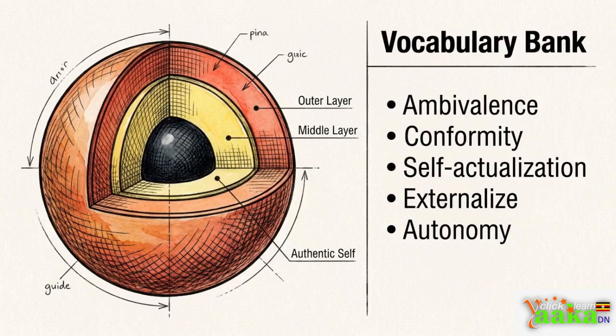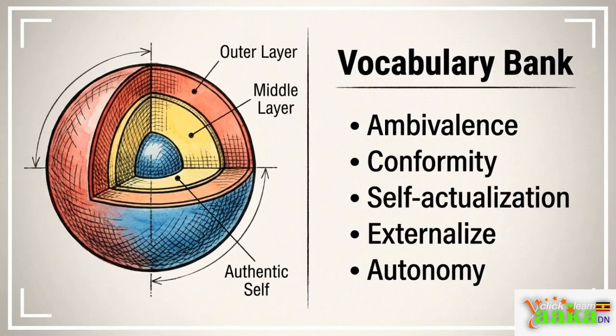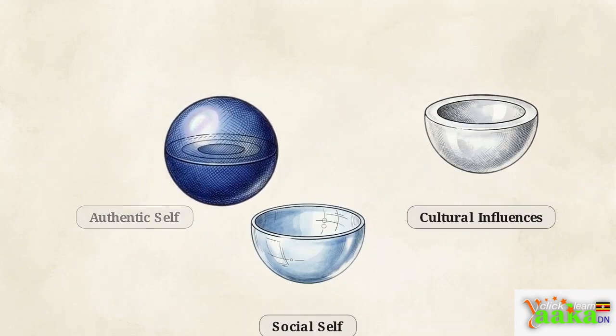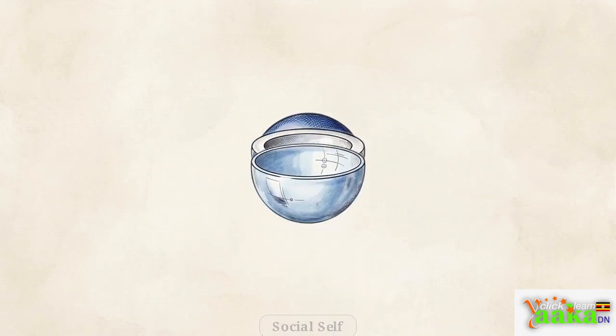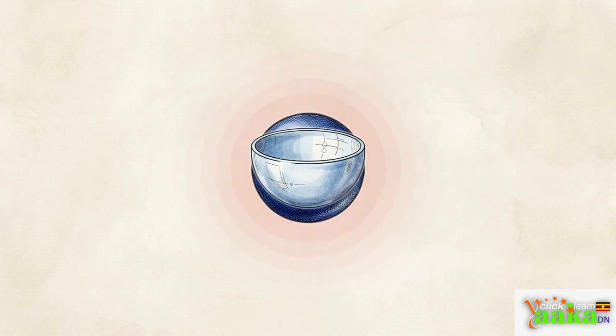This split-screen graphic summarizes the entire process, showing the fully labeled 3D identity core next to your essential vocabulary bank. Take a screenshot of this layout right now to keep as a study cheat sheet. By mastering these layers and applying these precise terms, you have the tools to articulate your personal identity crisis brilliantly.